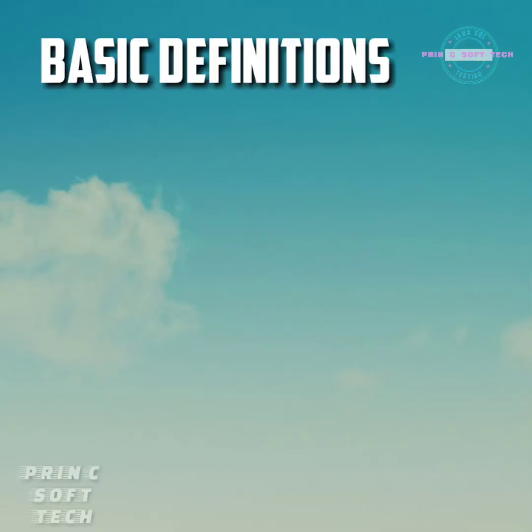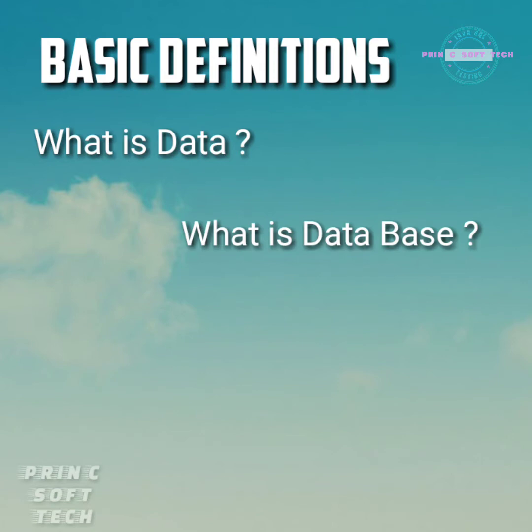Come, let's see some basic definitions. Data: a piece of useful information. What is a database? The place where you store the data. What is DBMS? Database Management System, which is used to store and retrieve the data on request.